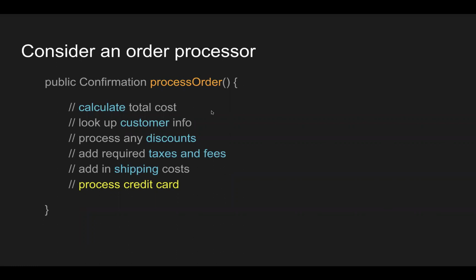I've got to calculate the cost of the order, all the order items and the quantities, and look up the customer to find out if they're a preferred customer. Do they get any discounts? I have to add in taxes and fees and shipping costs, and then process the credit card. And oh, wait, if the credit card fails, I've got to have something to handle that condition and all this stuff. There's a bunch of steps in here.